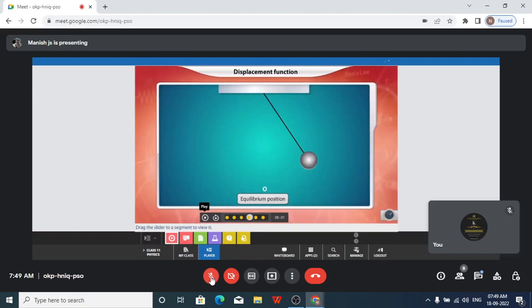Now all of you know what equilibrium is. You have already learned it in the laws of motion chapter. So who can tell me what is equilibrium? What is meant by equilibrium?